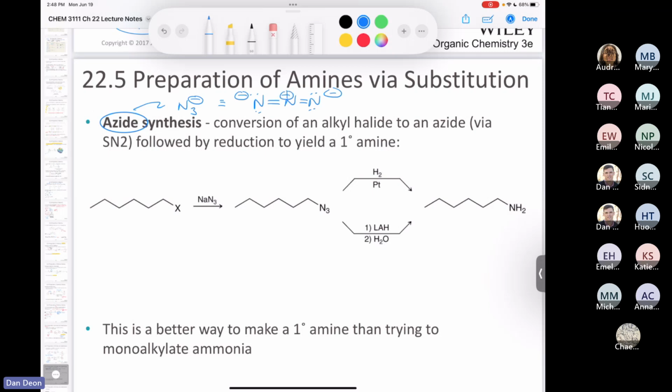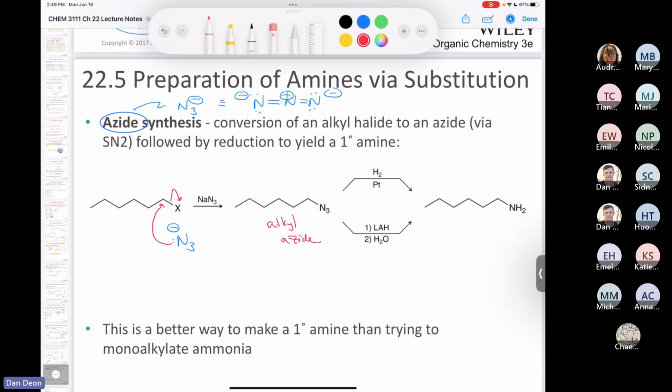So you can see that it overall has a negative charge, and so it can act as a nucleophile just like you think it would, and it can do an SN2 on an alkyl halide. I think I need another cup of coffee. There we go. So it can do an SN2 to make an alkyl azide. So this would be called an alkyl azide. And then you can reduce the alkyl azide by hydrogenation or lithium aluminum hydride reduction.